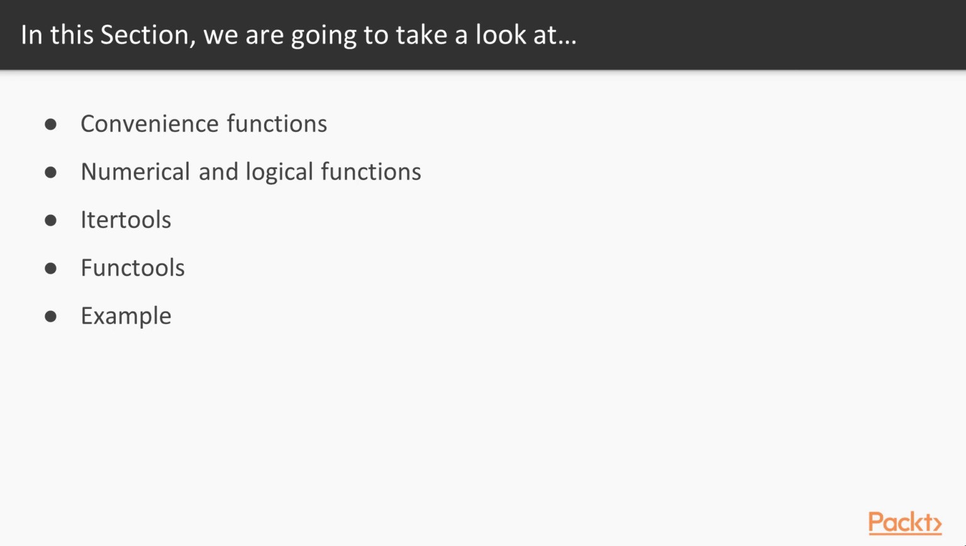We will then move on to another set of functions for numerical and logical operations on iterators, functions such as any, all, min, max, and sum. So those are functions that you will use mostly when you're working with iterators of Boolean values, so true, false values, or iterators of numbers. Then we'll take a look at the Itertools module, which is a really convenient module for working with iterators. It provides a lot of very convenient functions.